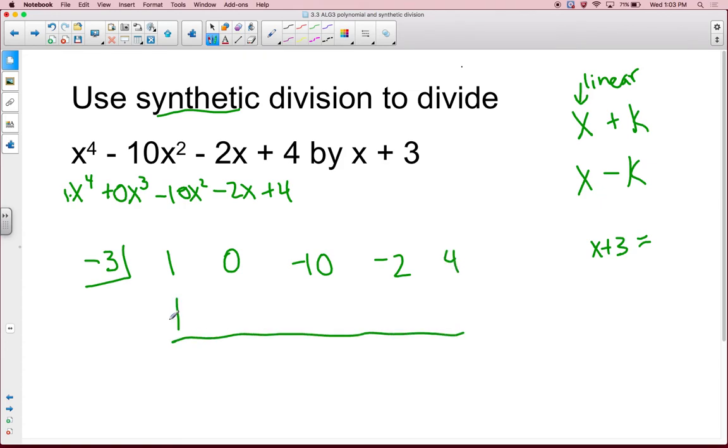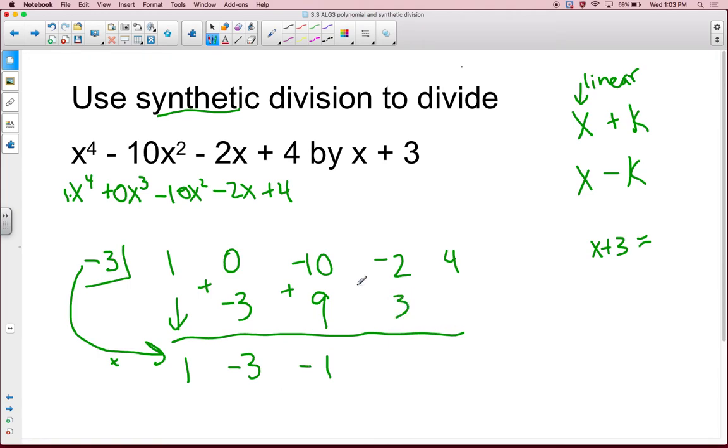Okay, the next step was to bring down the first coefficient, and then we multiply. Negative 3 times 1 is negative 3. Then you're going to add these. You get negative 3. Then you repeat it. Negative 3 times negative 3 is a 9. We add these, we get a negative 1. Keep repeating until the end.